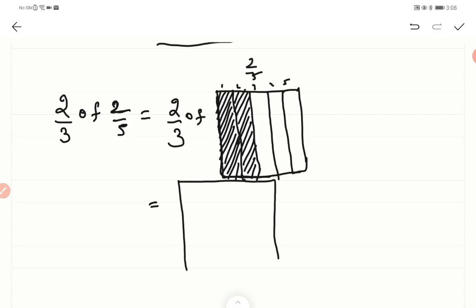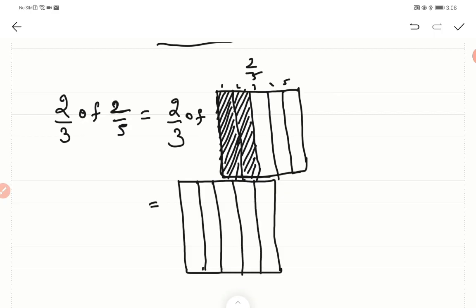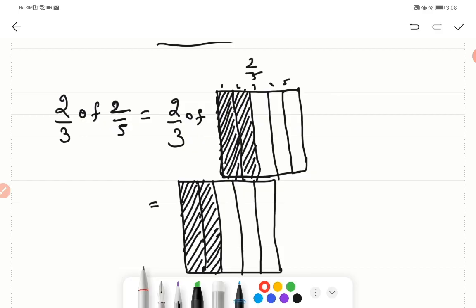2 by 5. So 1, 2, 3, and 4. You need to draw this of equal size. So these 2 regions are shaded, 1 and 2. Now on this I need to draw 2 by 3. I will take red color.